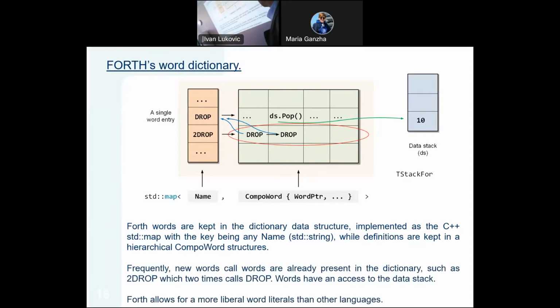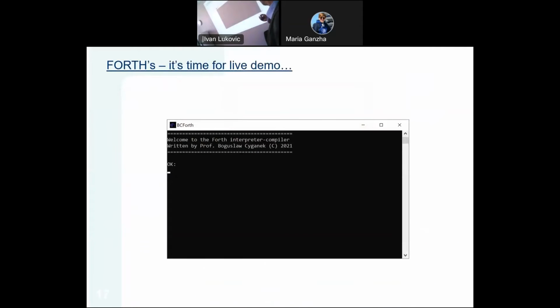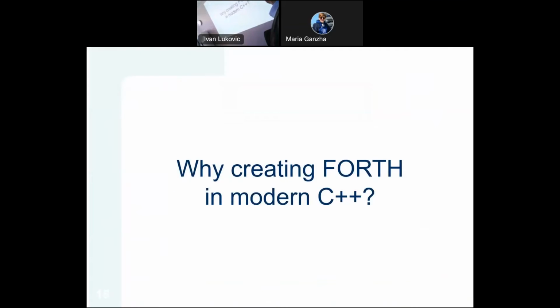Yeah, so that's it. And we can use whatever naming we like here. We can even use national letters or whatever we wish here, because we are implementing this. So usually when writing programs, I can show you a demonstration maybe after the talk, because we don't have time now for live coding, but it is like a terminal. You can define the words, and I will show you the syntax for that in a moment. But first of all, why create Forth in modern C++?